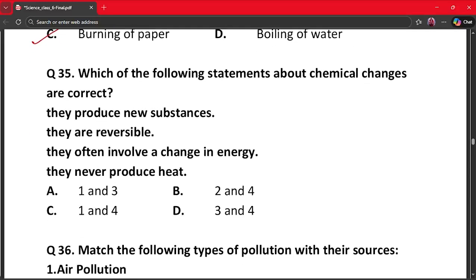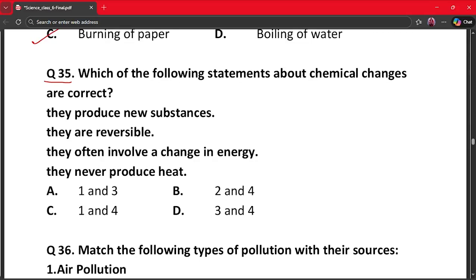Our next question is question number 35. Which of the following statements about chemical changes are correct? 1. They produce new substances. 2. They are reversible. 3. They often involve a change in energy. 4. They never produce heat. A. 1 and 3, B. 2 and 4, C. 1 and 4 and D. 3 and 4.